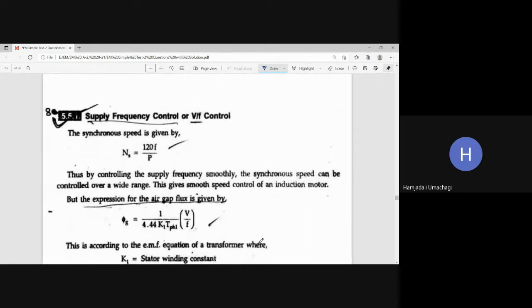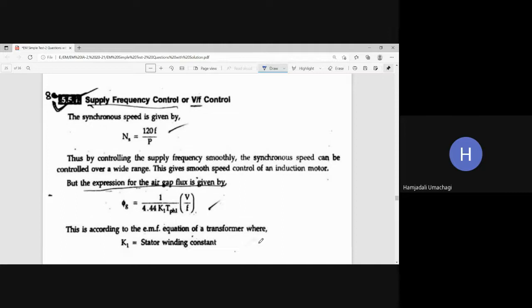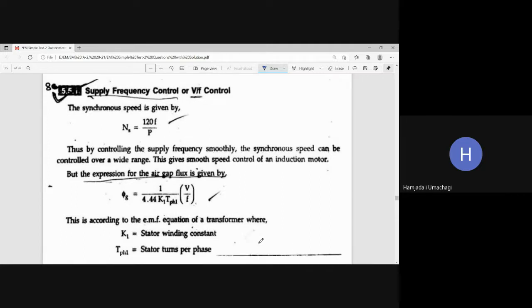And now again we will discuss the same fourth module, speed controlling methods. The fourth module comprises different types of starters and different speed controlling methods. And then we are going to see the different types of single phase induction motors.